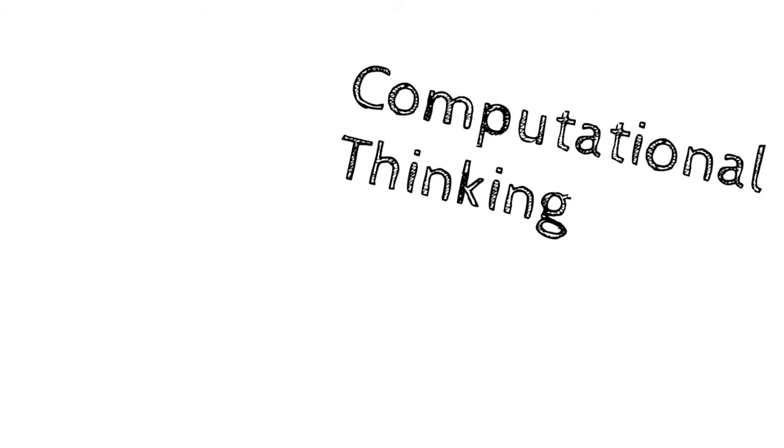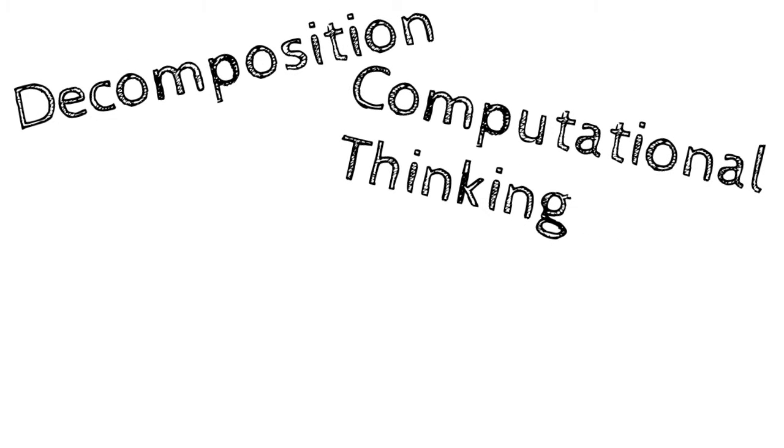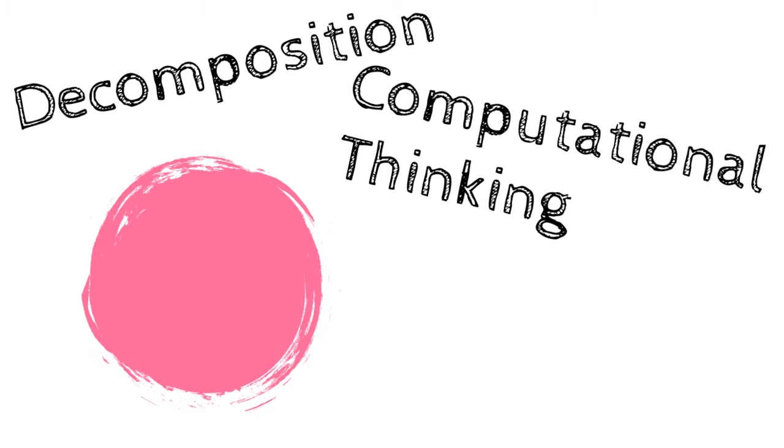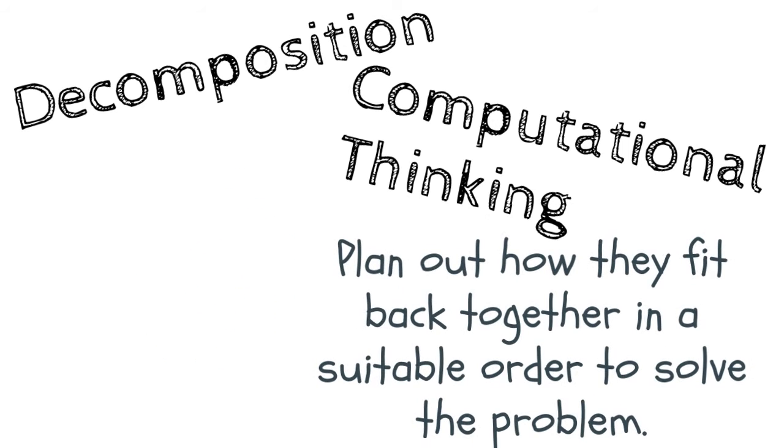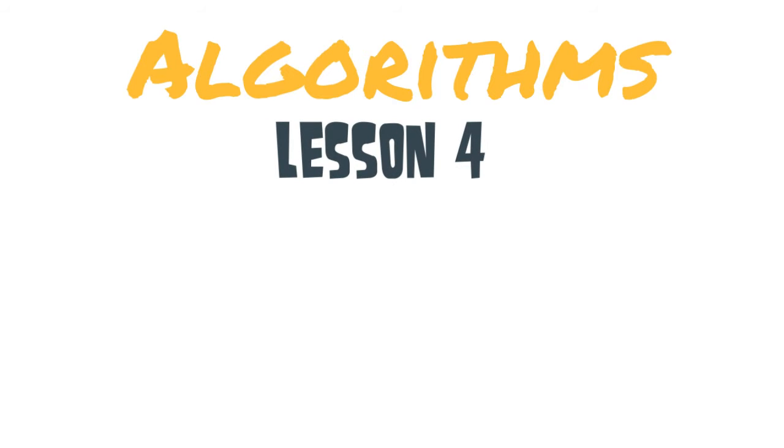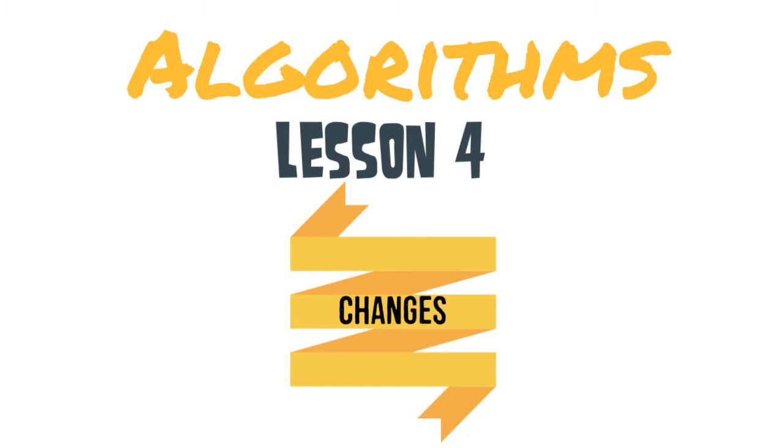Throughout the lessons, students will use computational thinking and decomposition to break down problems into smaller parts and then plan out how they will fit back together in a suitable order to solve the problem. For example, in Lesson 4, students will learn how changes to algorithms affect the outcome of the game to win or lose. For instance, by extending the time condition from 10 seconds to 20 seconds, players are more likely to experience a winning outcome. This activity has a number of cross-curricular applications, particularly to STEM.